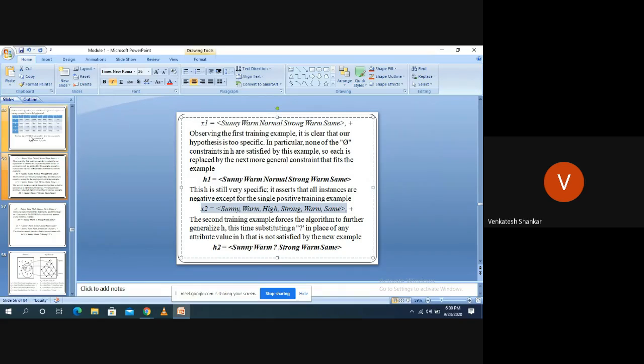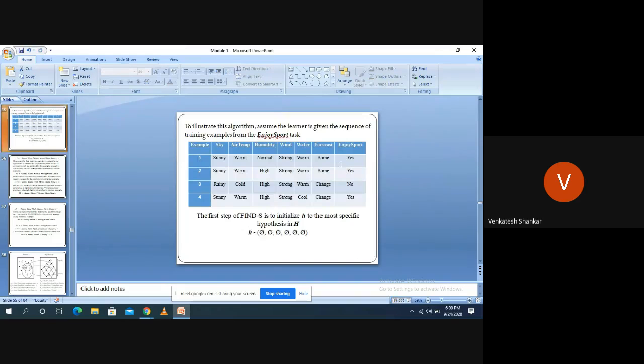According to this table, the first, second, and fourth we can call positive, and the third entity we can call negative. Why is it positive here? Because the person enjoys the sports, so we can consider that he is enjoying. That's what we call positive here. The first instance is positive.